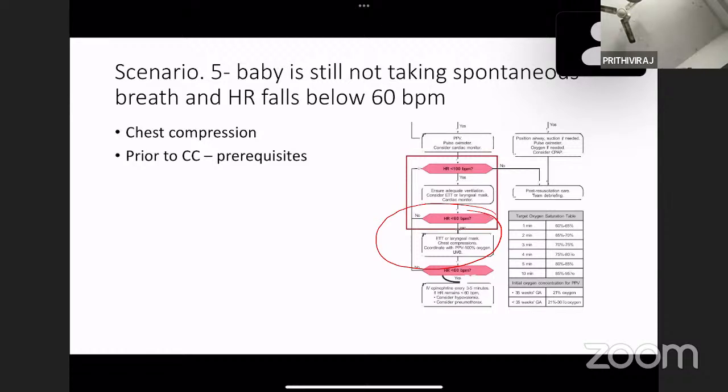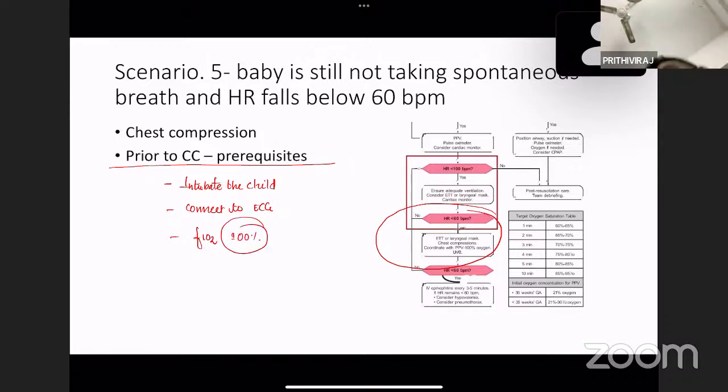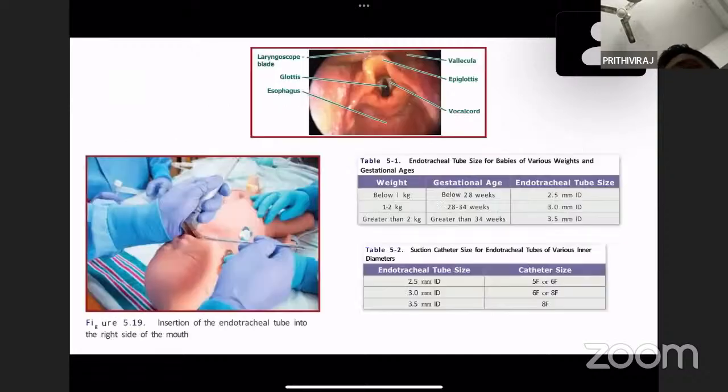So in this case, you have to start chest compression. Before chest compression, what are the prerequisites you have to do? You have to intubate the child if you haven't done it. Second, connect to the ECG monitor and turn your FiO2 to 100%. Whatever FiO2 you had kept before doesn't matter. But when you start chest compression, you have to increase it to the maximum, 100%, and start chest compression.